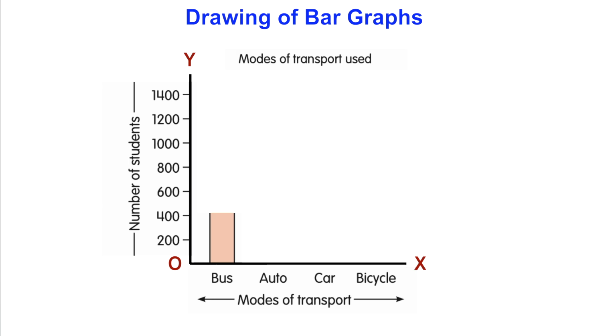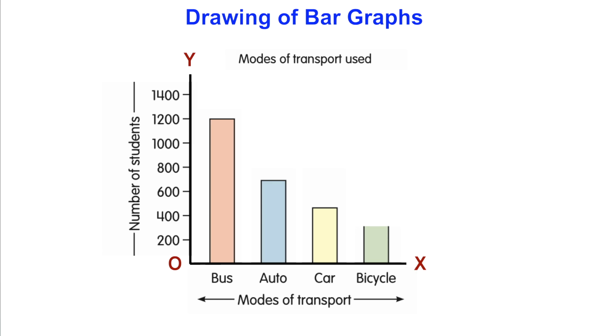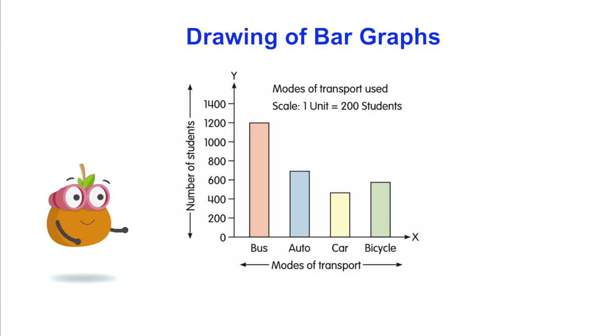For the bus, we will draw the bar of height until number 1200. For the auto, we will draw the bar of height up to 700. That is between 600 and 800. For the car, we will draw the bar of height up to 500. That is between 400 and 600. For bicycle, we will draw the bar of height up to 600. Amazing! I understood it well.